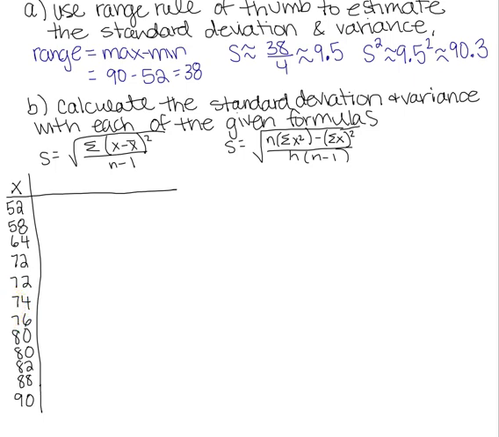So the next thing that we need is we need to find x minus x bar because in this guy, that's what we need to find first because that's what's in parentheses. So x minus x bar just means we're going to take each individual data value and we're going to subtract the mean. Now, of course, that requires us to actually find the mean.